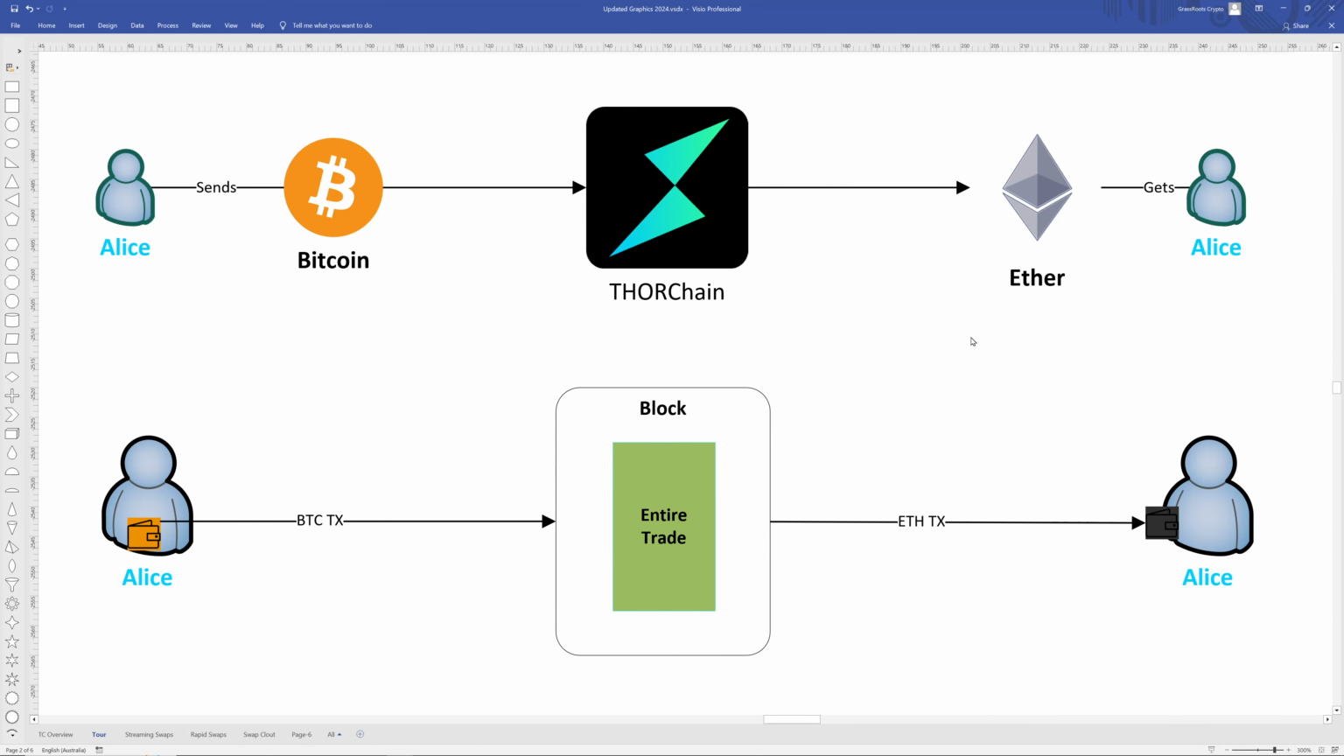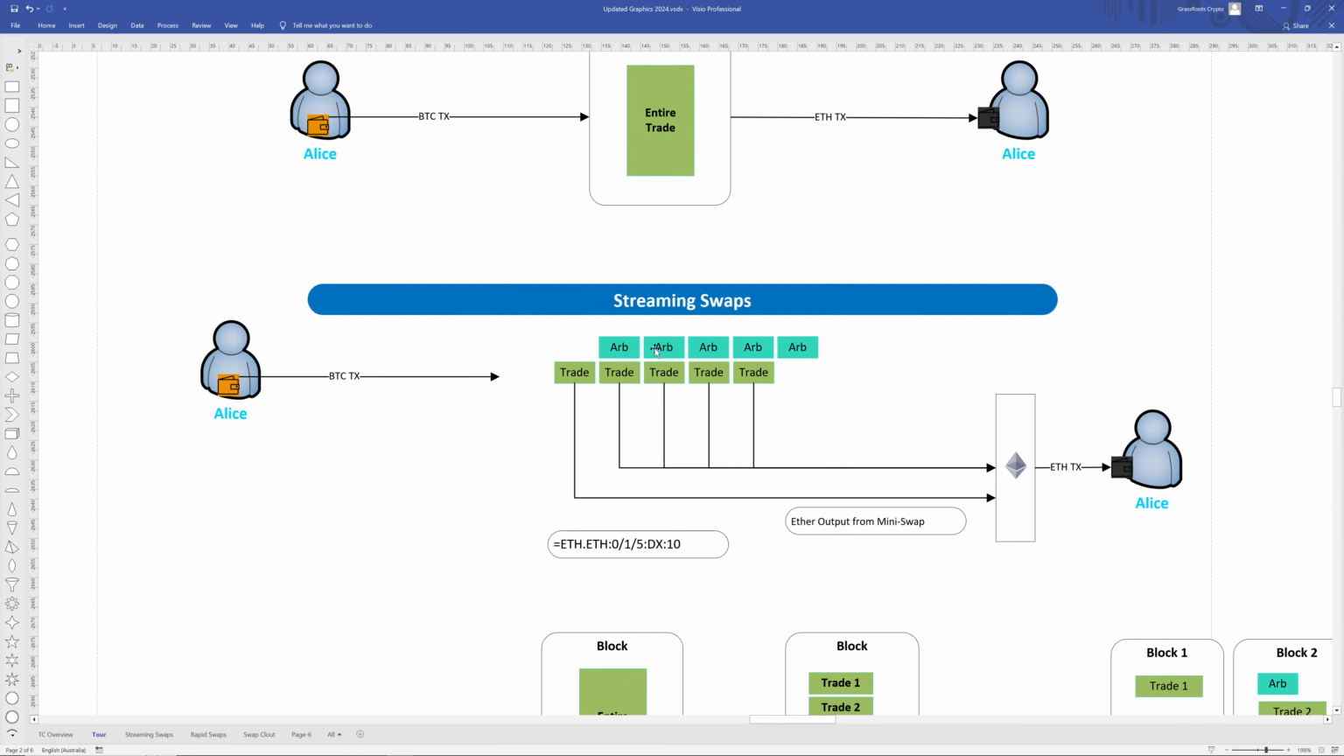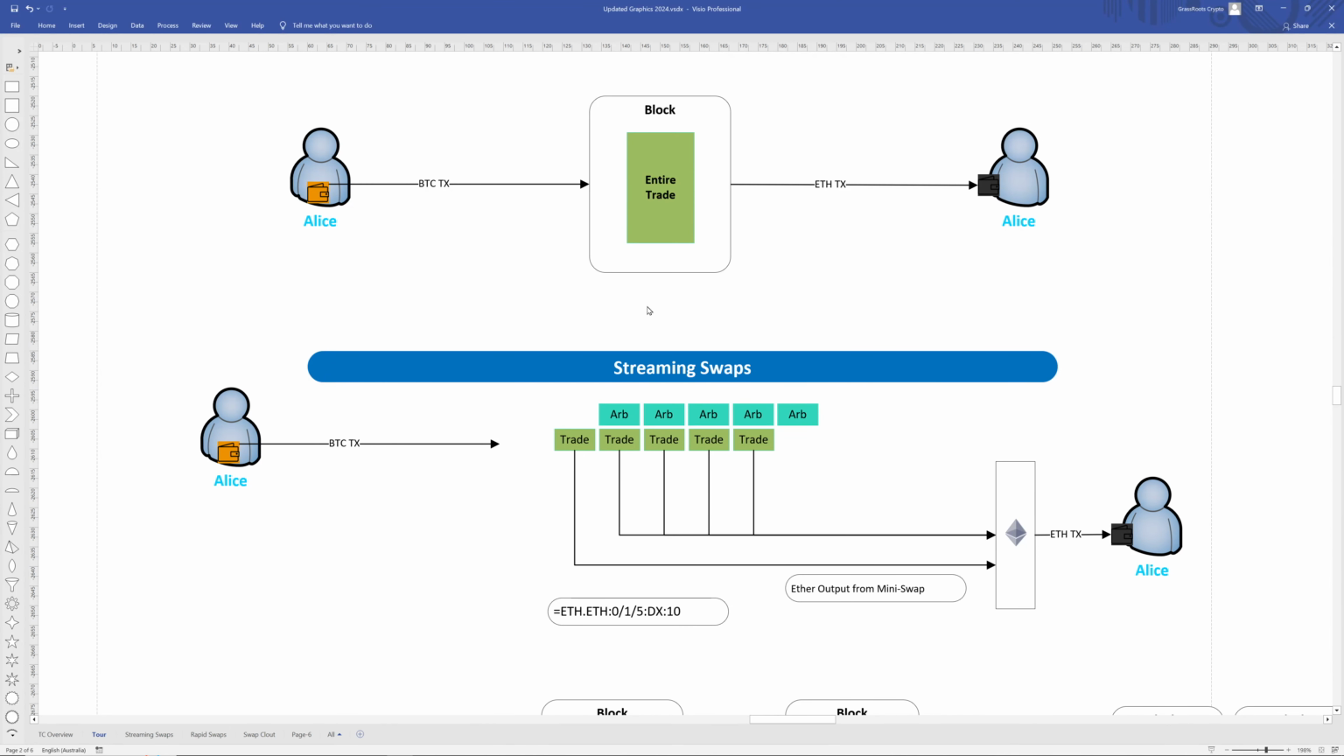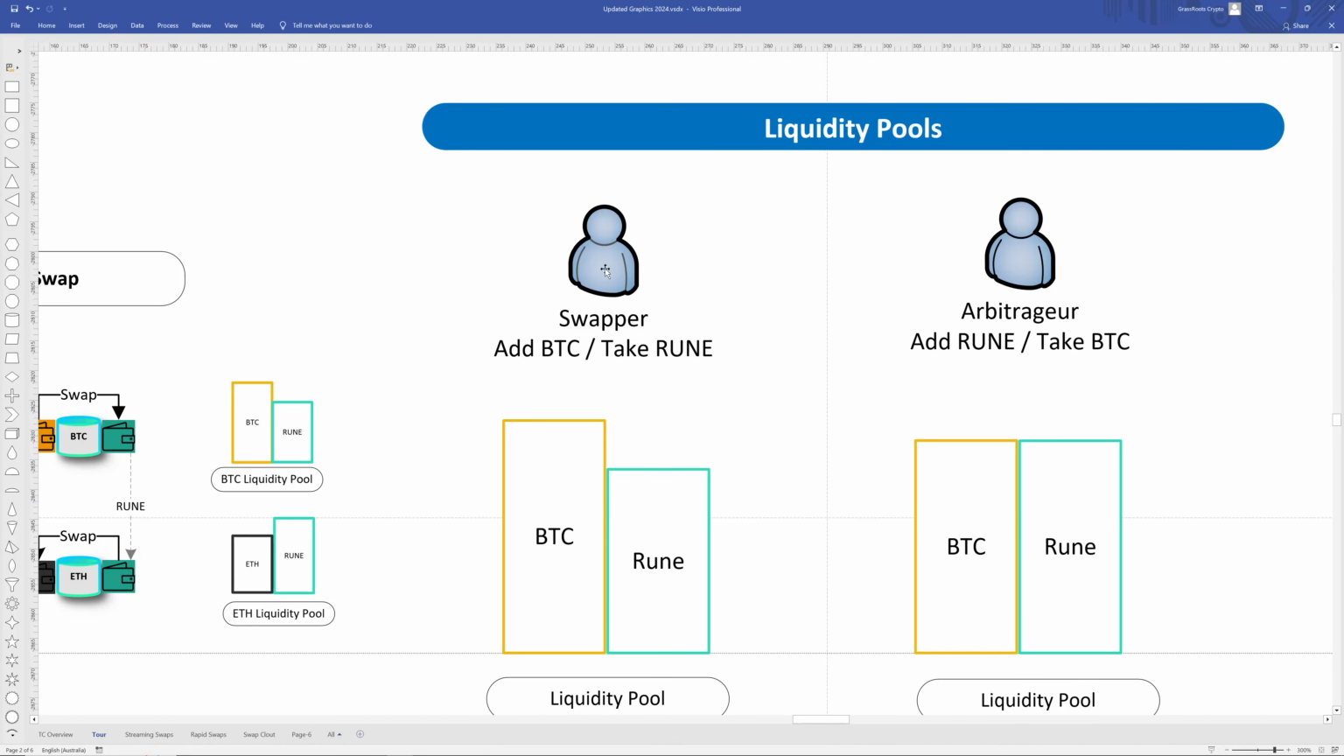So how does streaming swap work? Well, as discussed, we take a large trade and we move this into multiple sub trades or mini trades. And then arbitrageurs will come along and rebalance the pool. So what does that mean? When a swapper swaps, just say they're swapping Bitcoin for RUNE, they're adding Bitcoin and taking out RUNE, and they're taking the pool out of balance. By breaking up the trade, we're allowing arbitrageurs to essentially reverse that swap and bring the pool back into balance.